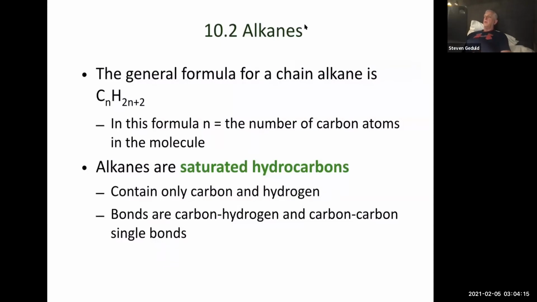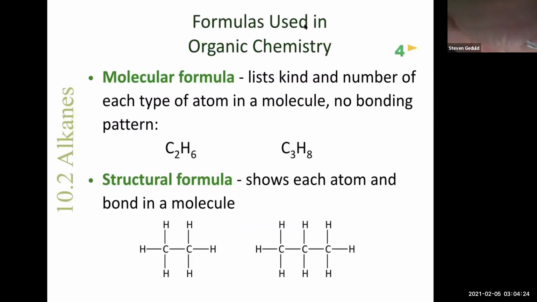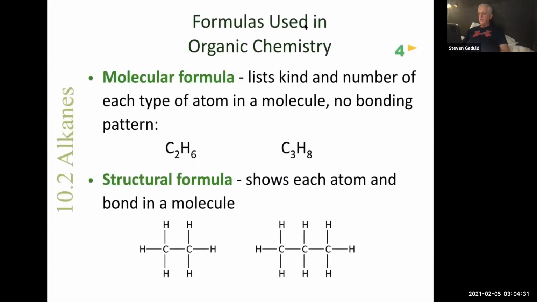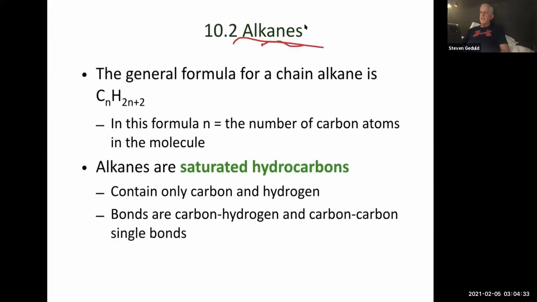So we're talking about alkanes. What does the ANE ending mean? Single bond, right? You got it. Perfect. It means a single bond. So the general formula is CnH2n+2.